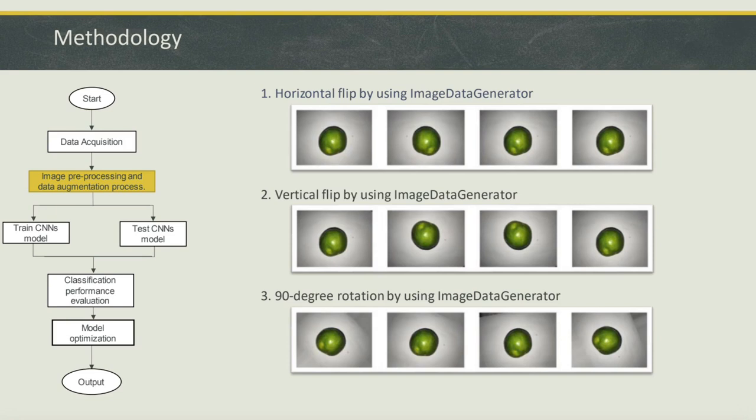The next step is the data augmentation process. Since we are using the TensorFlow library during the implementation, training, and testing process, the image data generator class is used to generate batches of tensor image data with real-time augmentation. In this study, the training data was augmented by using horizontal flip, vertical flip, and 90-degree rotation.